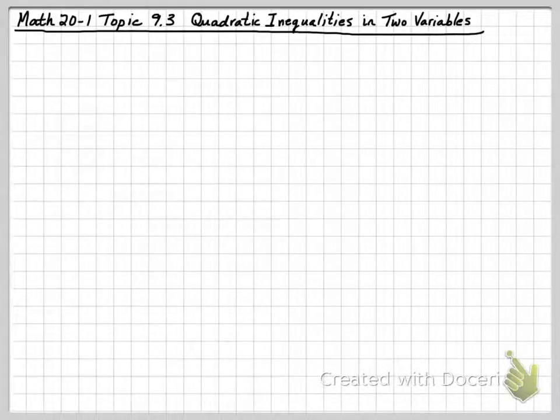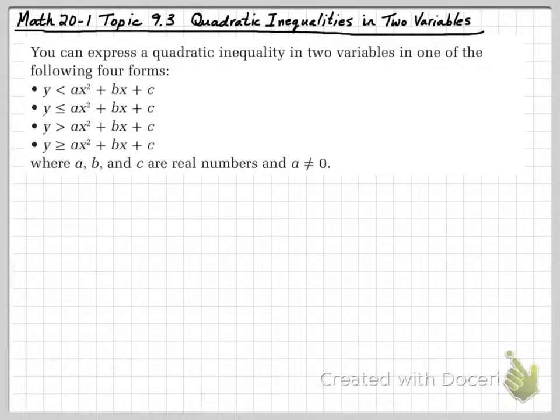In Math 20-1, our last topic is topic 9.3, quadratic inequalities in two variables. You can express a quadratic inequality in two variables in one of the following four forms.